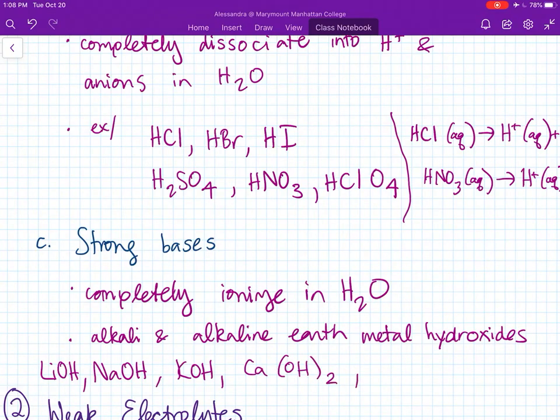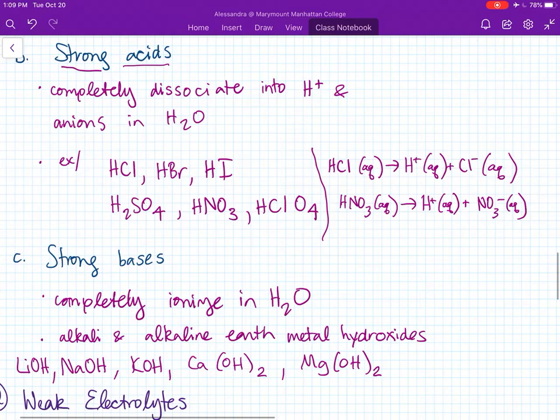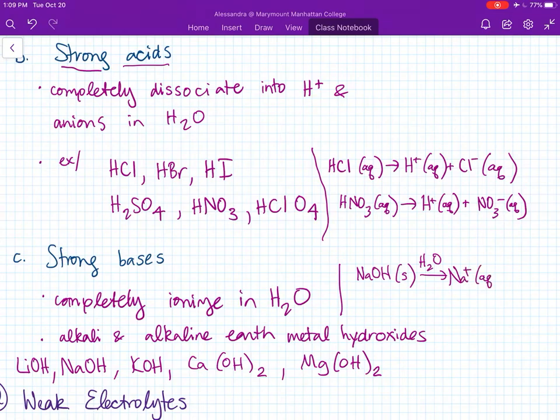From group 2, for example, calcium hydroxide, magnesium hydroxide, and there, of course, you have a 2-to-1 ratio of hydroxide to the cation. So when I say these completely ionized in water, what I mean is that, for example, if you have sodium hydroxide, that actually is a solid salt. You put it in water, it completely breaks apart into sodium ions and hydroxide anions. Okay, this reaction goes all the way to completion.